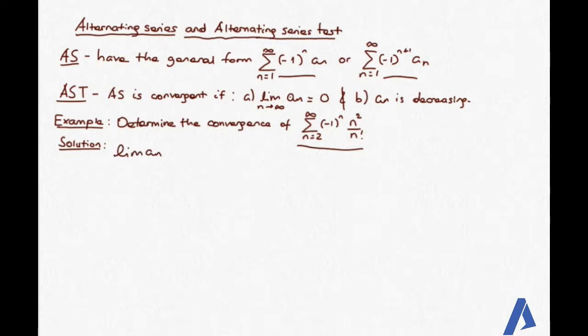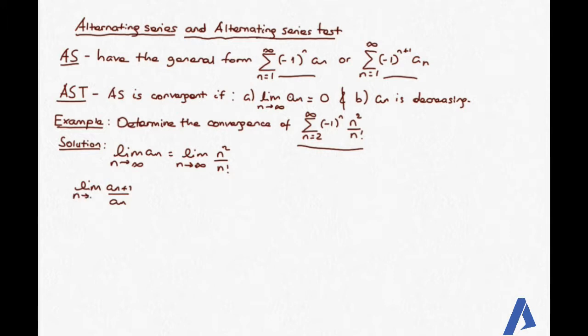of an as n approaches infinity, that is, the limit of n square over n factorial as n approaches infinity. As we saw before, this is a special limit; we cannot directly evaluate it, so we use the ratio test. That is, we check the limit of an plus 1 over an. If it's less than 1, then the limit of n square over n factorial is equal to 0.